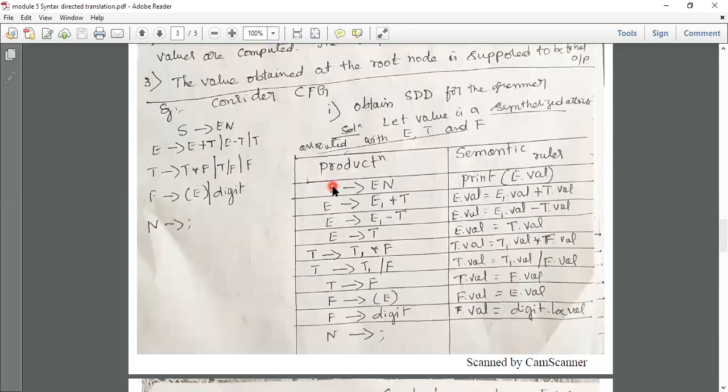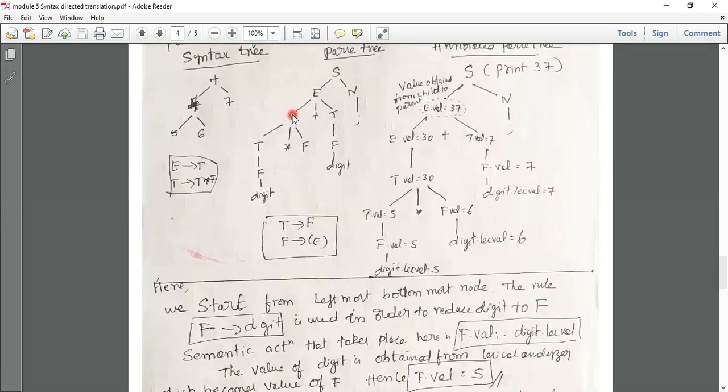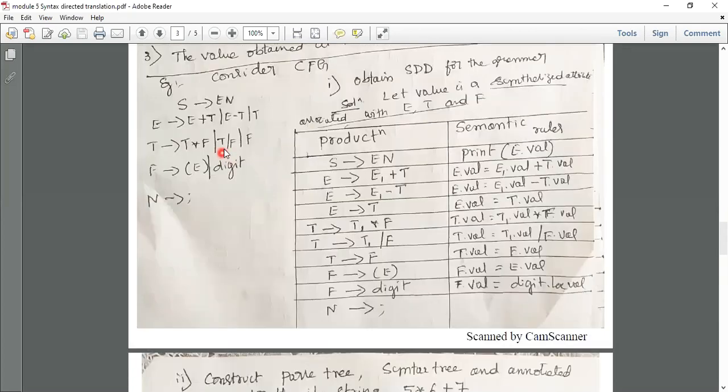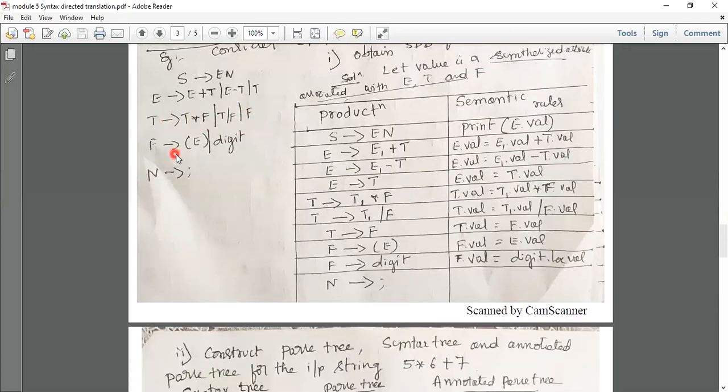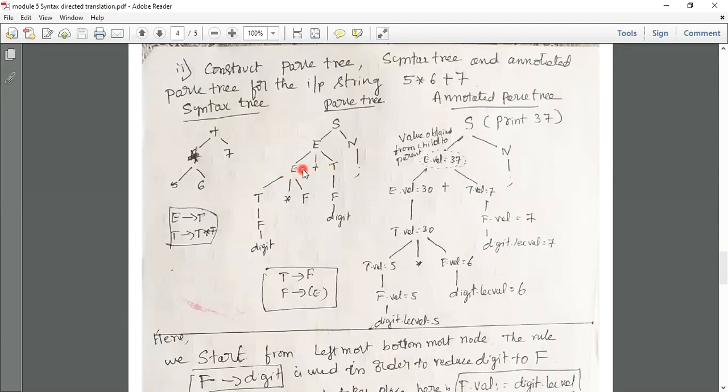E tends to E plus T. Just now we wrote E plus T, right? E plus T, E minus T, E star T. Everything will be available in the E. From E, we got E to T. So for that purpose we have T tends to T star F. So from this E to T, we have E tends to T star F.